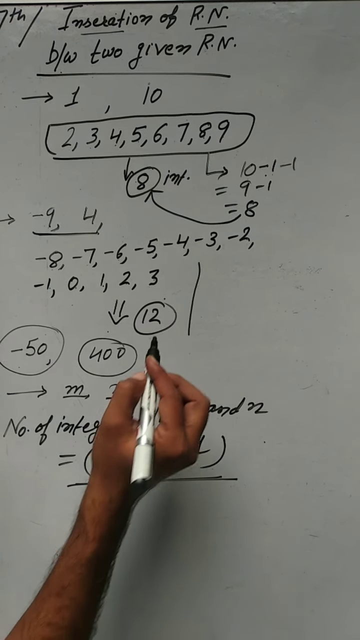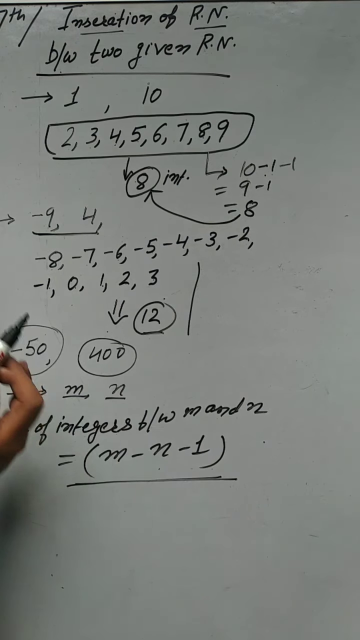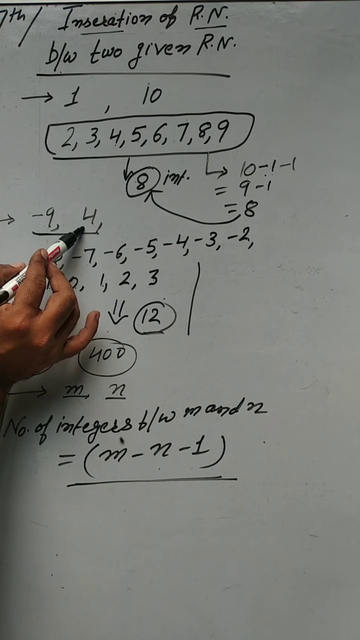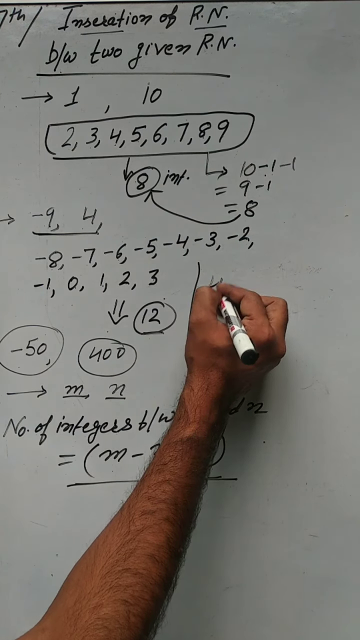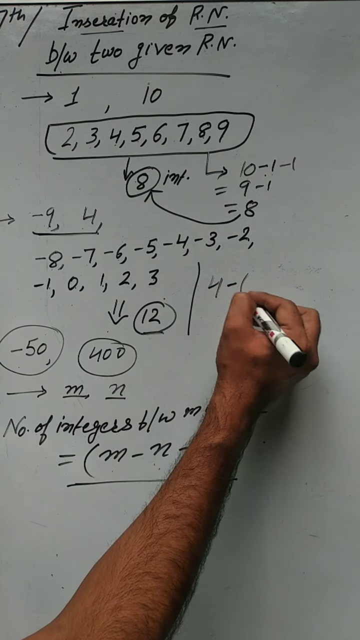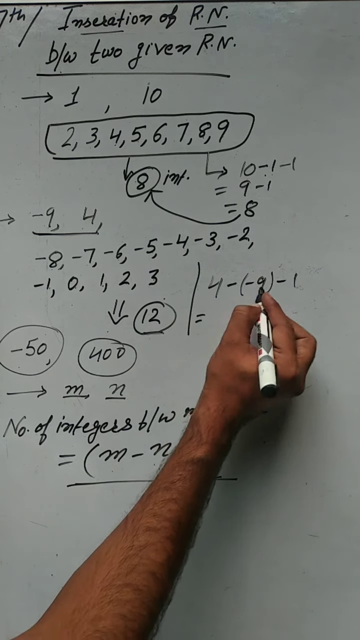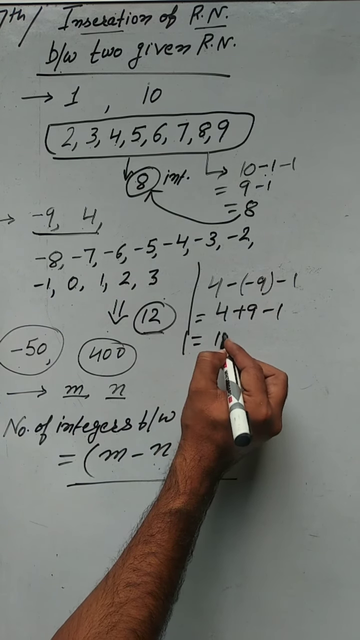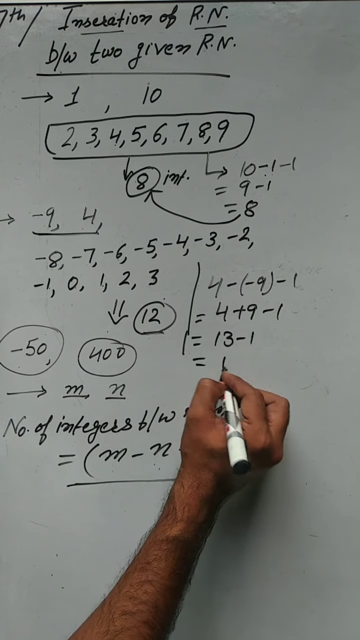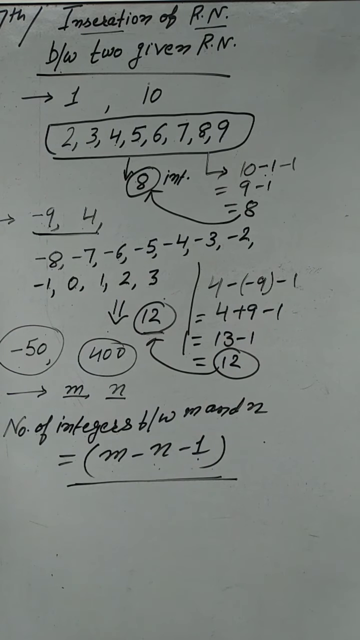Yes beta, that formula we can also apply here. Here m is equal to 4, n is equal to minus 9. So 4 minus minus 9 minus 1, that is plus 4 plus 9 minus 1. 13 minus 1 is equal to 12. So the number of integers between minus 9 and 4 is equal to 12. Understood beta? Clear?